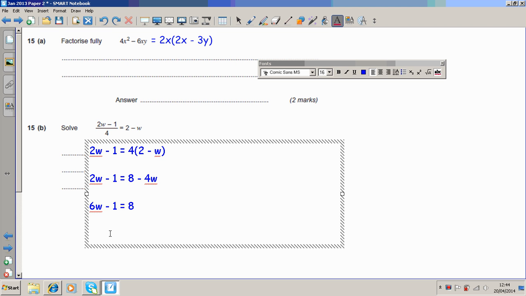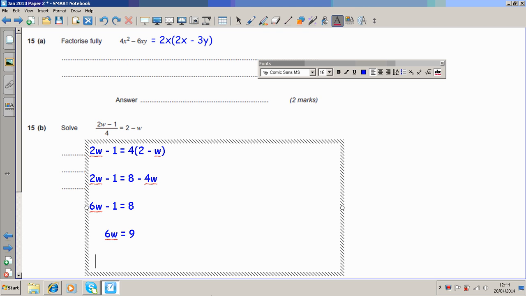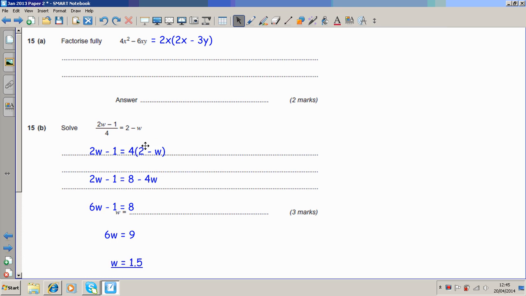Now I'm going to get rid of the minus 1 by adding 1 to both sides. 8 plus 1 is 9. And then finally, I'm going to divide 9 by 6. And 9 divided by 6, I'll just check on my calculator because I don't want to make a silly mistake, is 1.5. So that's your answer to that one.